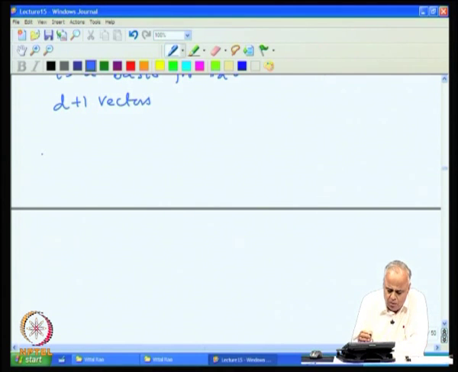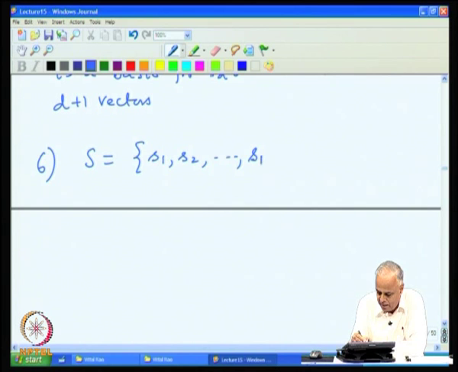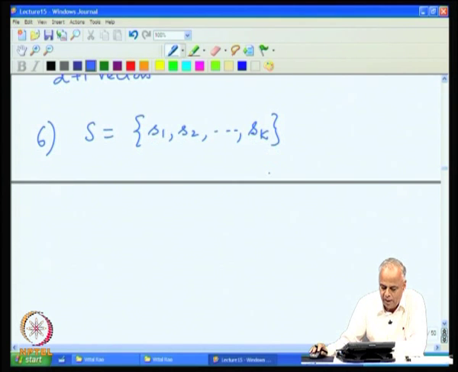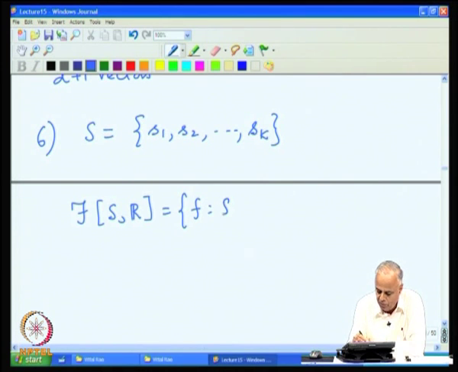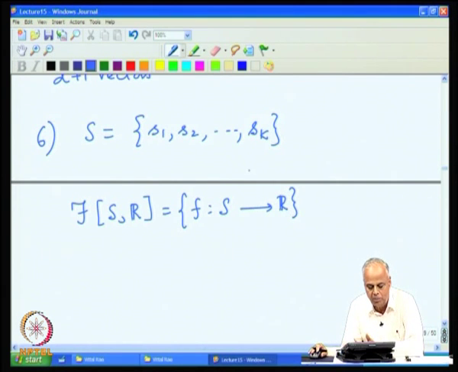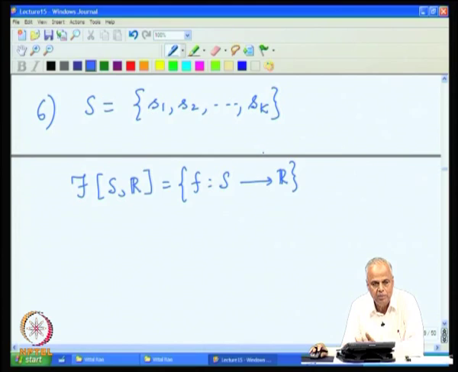Now, let us look at another interesting example. Let us take a set S which has a finite number of elements, say S 1 to S k. Suppose we have a set S having a finite number of elements, and then look at the vector space of all functions from S mapping to the real line. So, it is the set of all functions which map S to R. Now, let us look at whether this is a finite dimensional space or an infinite dimensional space.